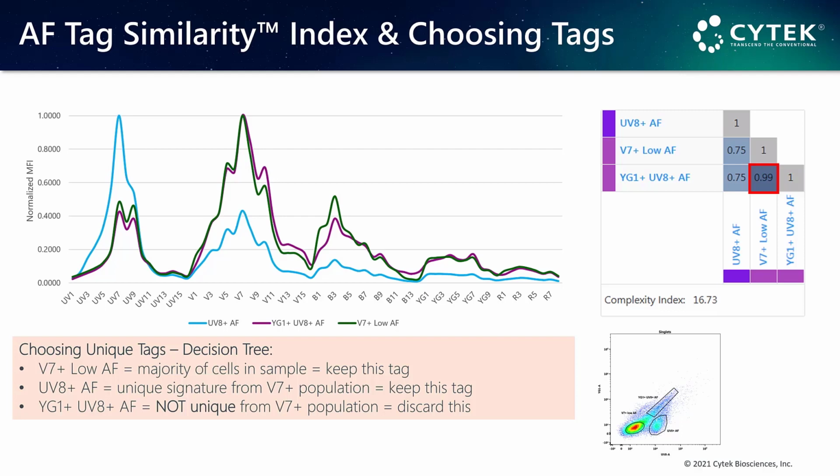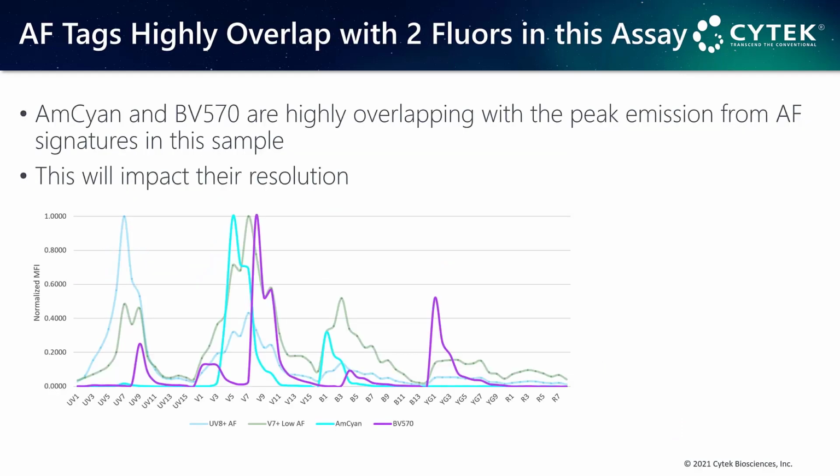So when thinking about the new AF tags that we're adding, it is also important to consider how these fluorochromes are going to overlap with the other fluors that are present in our assay. In this assay, AmCyan and BV570 in particular are really highly overlapping with the autofluorescence of the cells, and this will impact our ability to resolve the positive events from the negative as a result of the spread of the negative population. In addition, the two autofluorescent fluors themselves are also highly overlapping with one another.